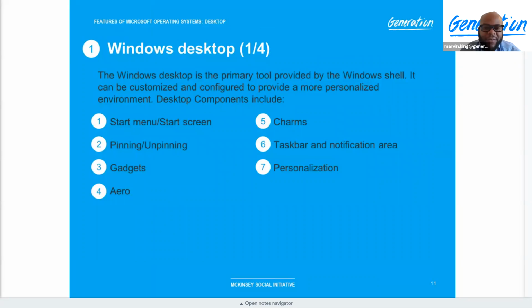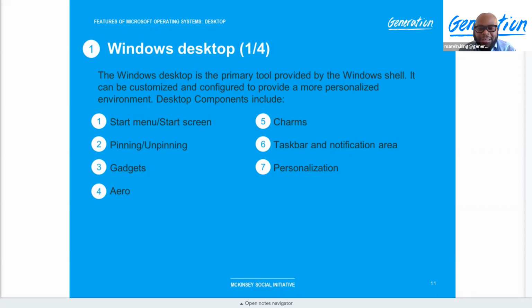Windows Desktop. The Windows Desktop is the primary tool provided by the Windows shell. It can be customized and configured to provide a more personalized environment. Desktop components include: 1. Start menu / start screen, 2. Pinning or unpinning, 3. Gadgets, 4. Arrow, 5. Charms, 6. Taskbar and notification area, 7. Personalization.